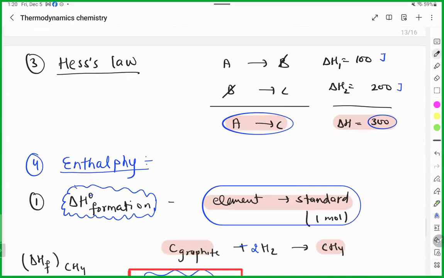Next, Hess law. Hess law says, for example, if you go from A to B and this is the energy, and B to C, this is the energy, what will be the total energy if you combine both? If you combine both, B will be cancelled out because it is on opposite sides. So ultimately, A is producing C. What will be the total energy? Addition. Hess law says if you want to calculate the total energy of a complex reaction, you simply add all and you will get the answer.